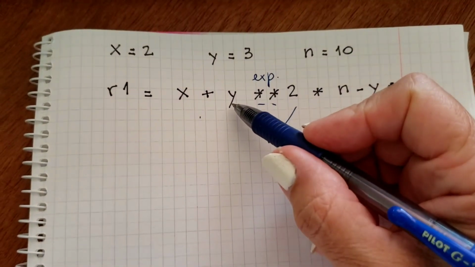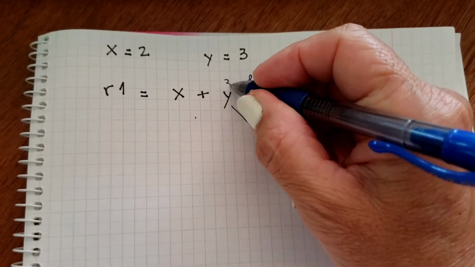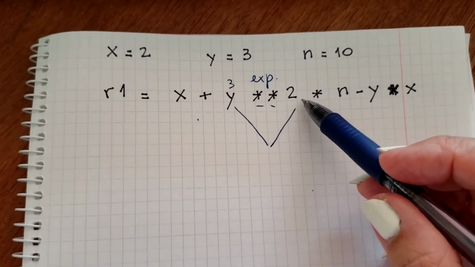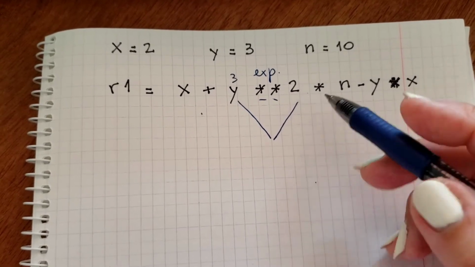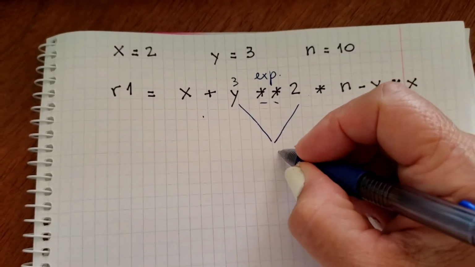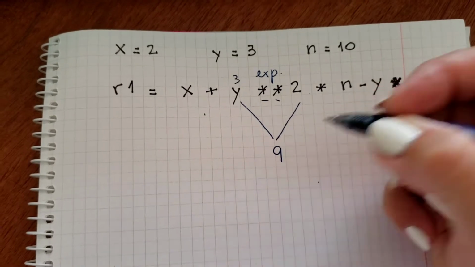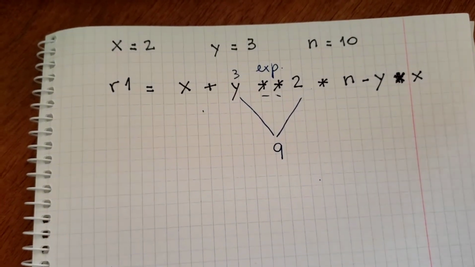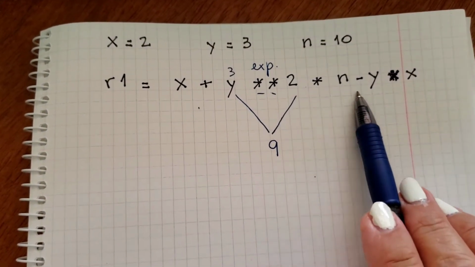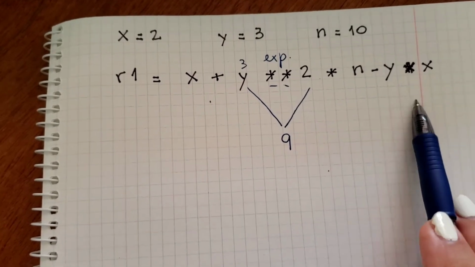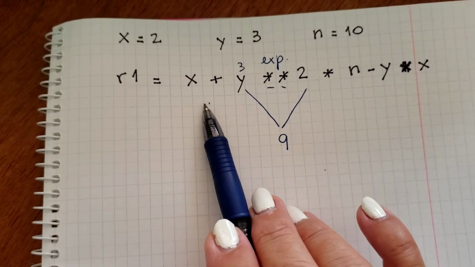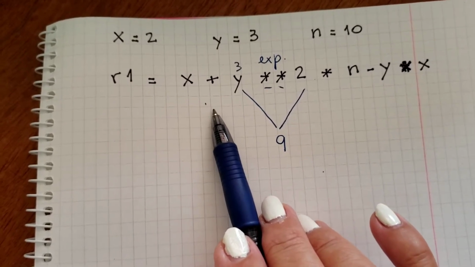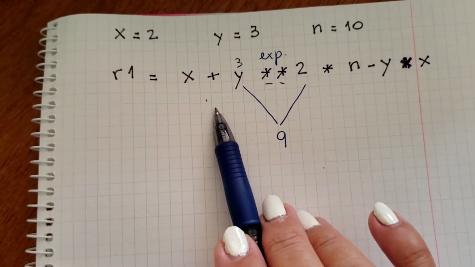So the value of y is 3. So we're doing 3 squared. So 3 times 3, which is 9. Okay. Then we check if there's any other exponent, and there's none. So we go back to the beginning, and we check if there's any multiplication, division, etc. at that hierarchy.